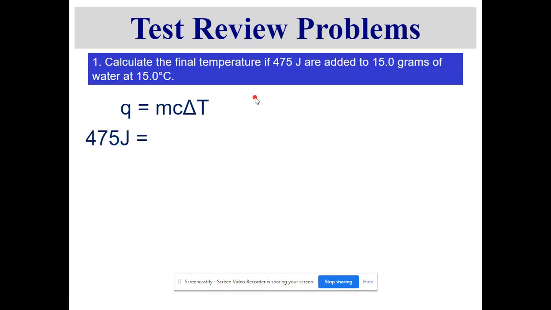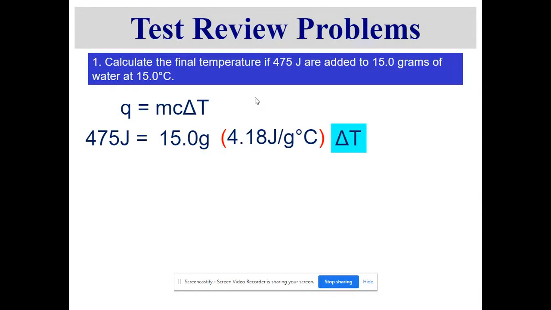All right, so the Q is 475 joules. The mass they give us is 15 grams. Since it's water, its specific heat is 4.18 joules per gram times degree Celsius. All right, and then I told you we're going to solve for delta T in this case. So to do this, you're going to have to multiply 15 times 4, all right, which is going to be somewhere around 60. That's just a ballpark number. And then it's 60 delta T.